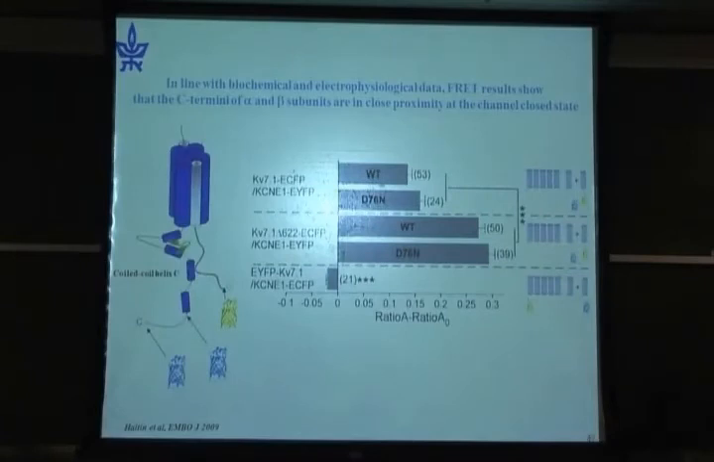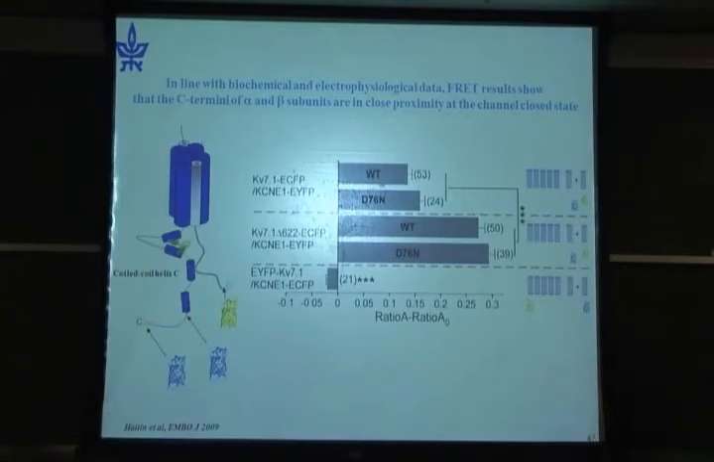Then we wanted to know what is the status of the C terminus of the alpha and the beta subunit. So again, we fused the ECFP to the C terminus of the alpha subunit and the YFP to the C terminus of the beta subunit. And as you can see in the FRET, we have found that in the closed state, the two C termini of the alpha and the beta subunit are in close proximity, and this is in line with electrophysiological experiment, but also with the biochemical experiment.